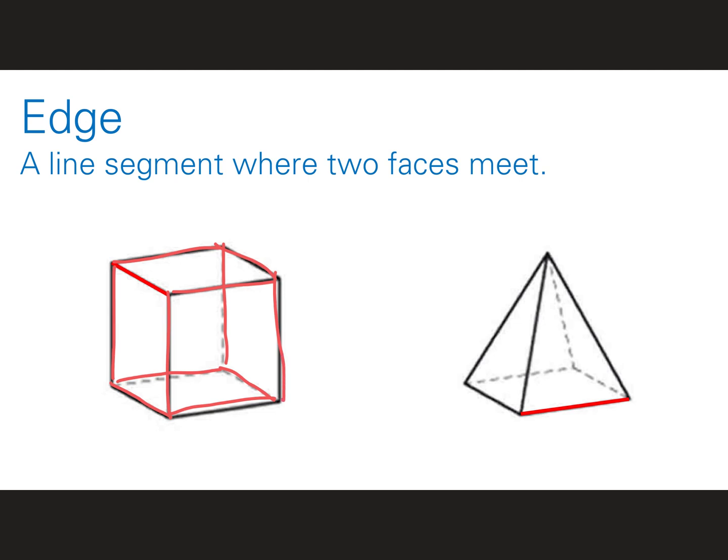What about this one? How many do you think? Well, let's go for it. I have the 1, 2, 3, 4, 5, 6, 7, and 8. So that one has 8 edges.